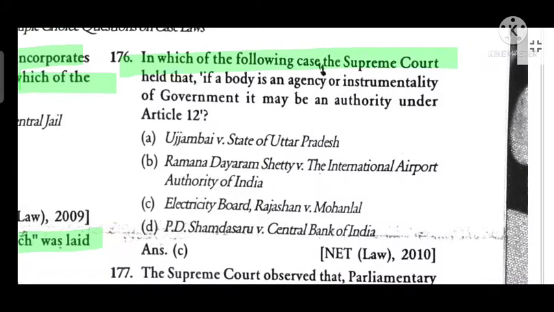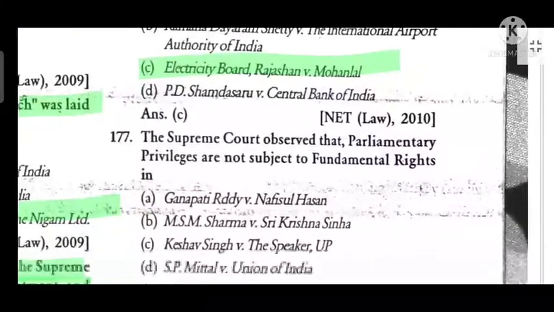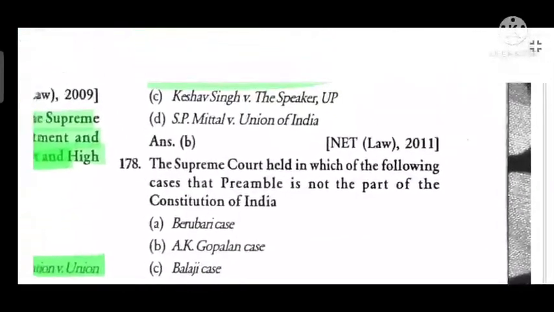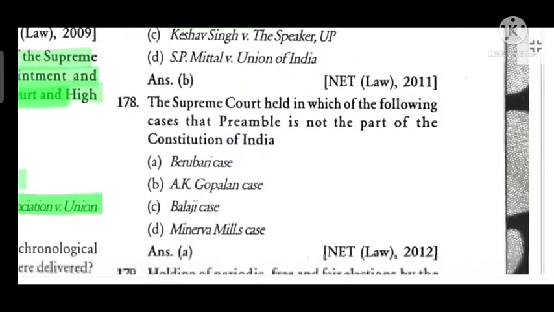In which one of the following cases did the Supreme Court hold that if a body is an agency and instrumentality of the government, it may be an authority under Article 12? Electricity Board, Rajasthan versus Mohan Lal. Supreme Court has observed that parliamentary privilege is not a subject of fundamental right. M.S.M. Sharma versus Sri Krishna Sinha.